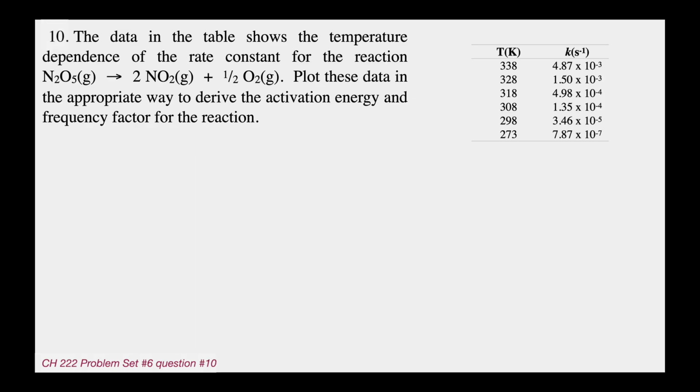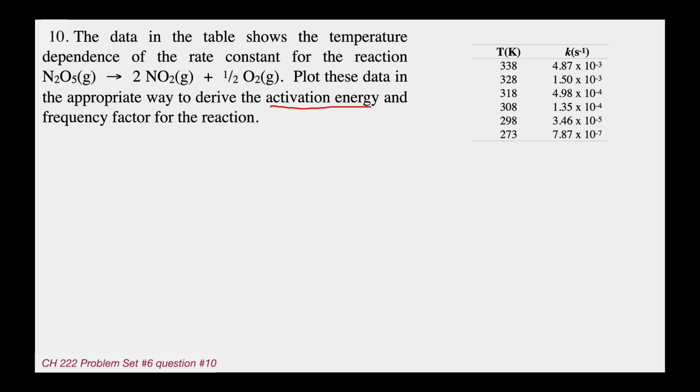The data in the table shows the temperature dependence of the rate constant K for this reaction. And then it says plot these data to derive the activation energy and frequency factor. Okay, we just went through some problems where we looked at the different humps of a reaction. And each of the humps is a positive value. It's an energy barrier that reactants must go over in order to become products. And the hump's official name is activation energy, or energy of activation. And finding the energy of activation is a big part of chemistry.